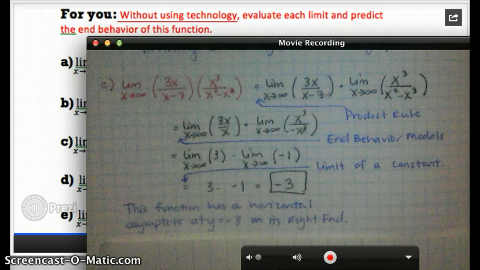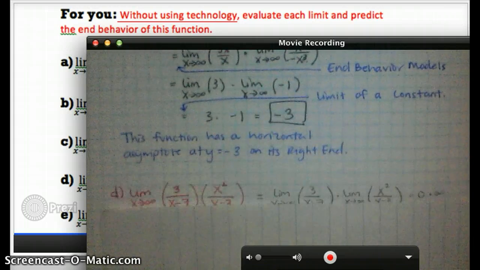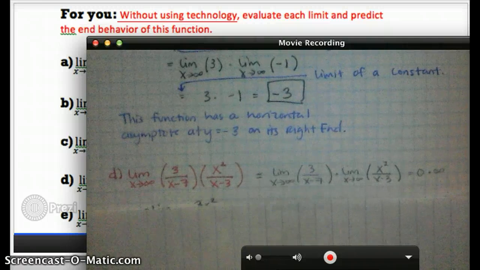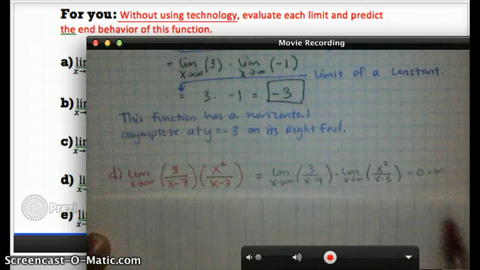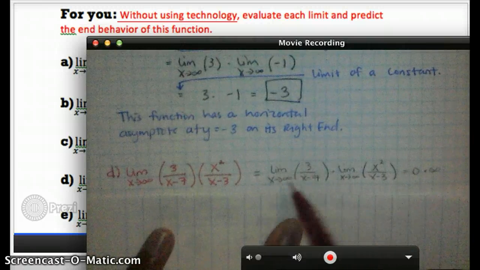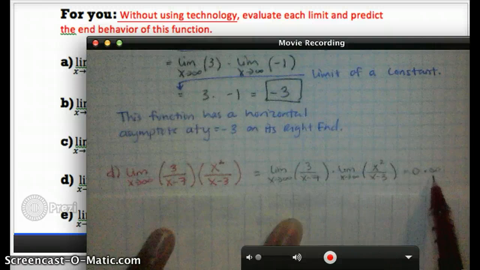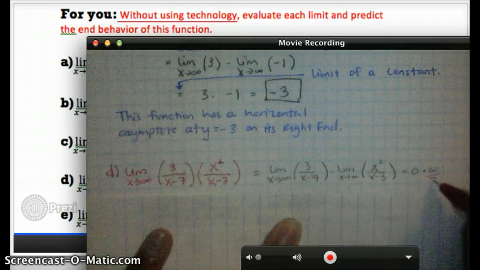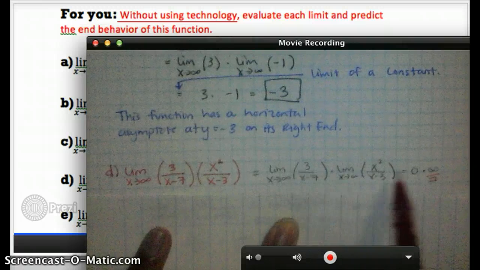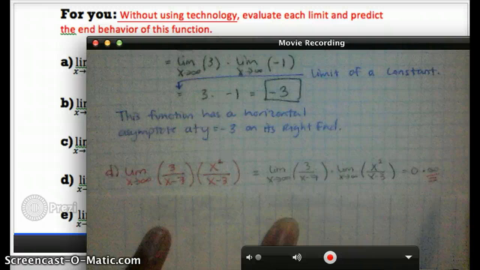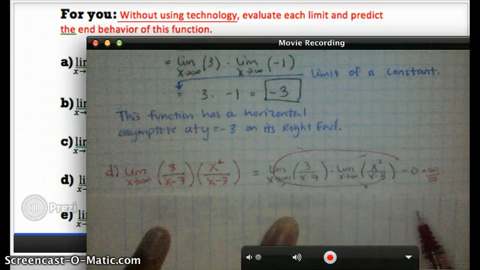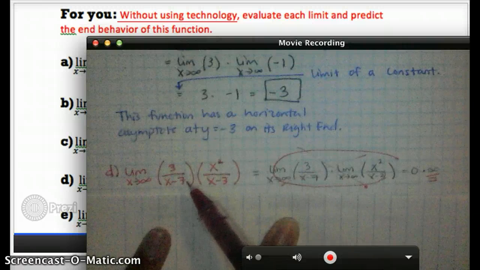So the answer to D, it was probably tempting to do the same product rule thing, but I want to point something out here. If you used the product rule, it would look like this. And then if you took the next step, maybe using an end behavior model, you would find that this limit equals 0 and this limit equals infinity. And that should be a red flag right there. You cannot use the product rule when one of your limits equals infinity or does not exist. So actually, this is not allowed, and we're going to have to find some other way to evaluate this limit.